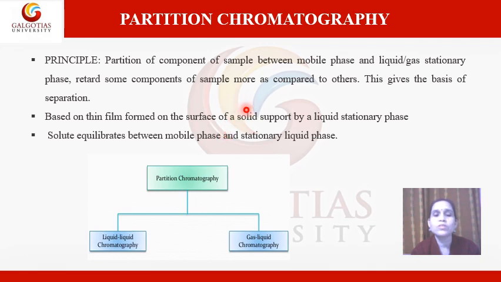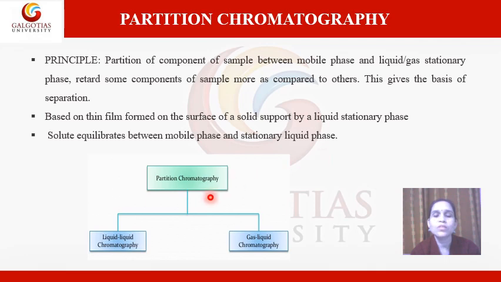Here also the separation or partition occurs on the basis of polarity, based on the thin film formed on the surface of a solid by a liquid stationary phase. Paper chromatography is one of the best examples of partition chromatography. In paper chromatography, we use a solvent that will act as the mobile phase, and the water or moisture present in the pores of the paper will act as the stationary phase. Here the solute equilibrates between the mobile phase and the stationary liquid phase.